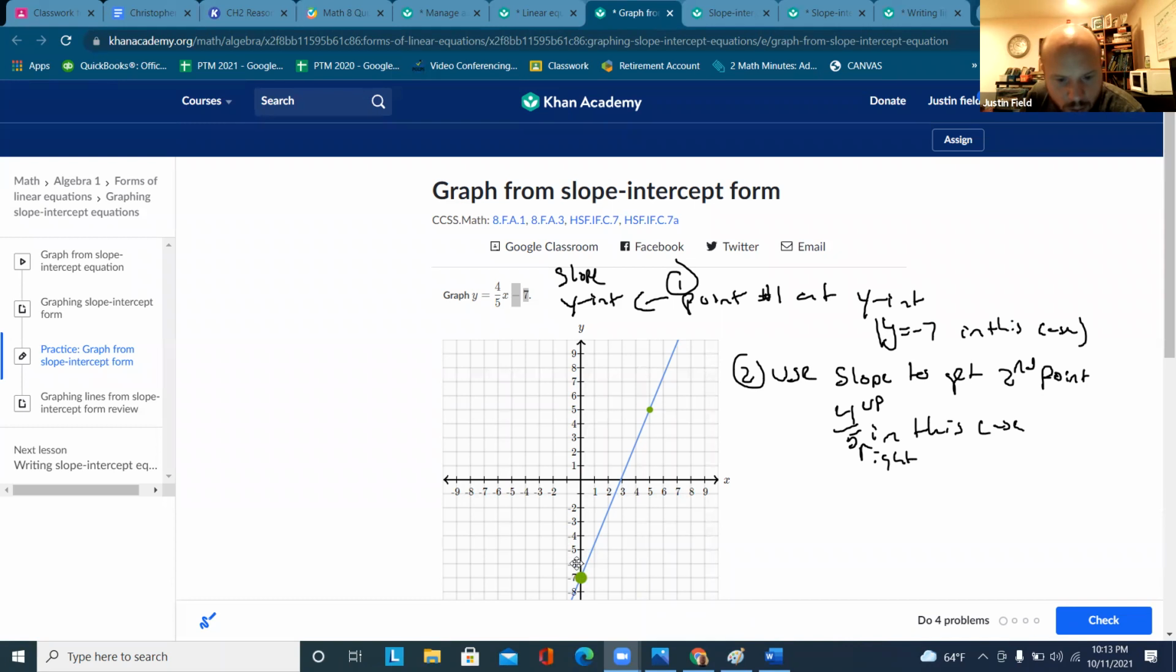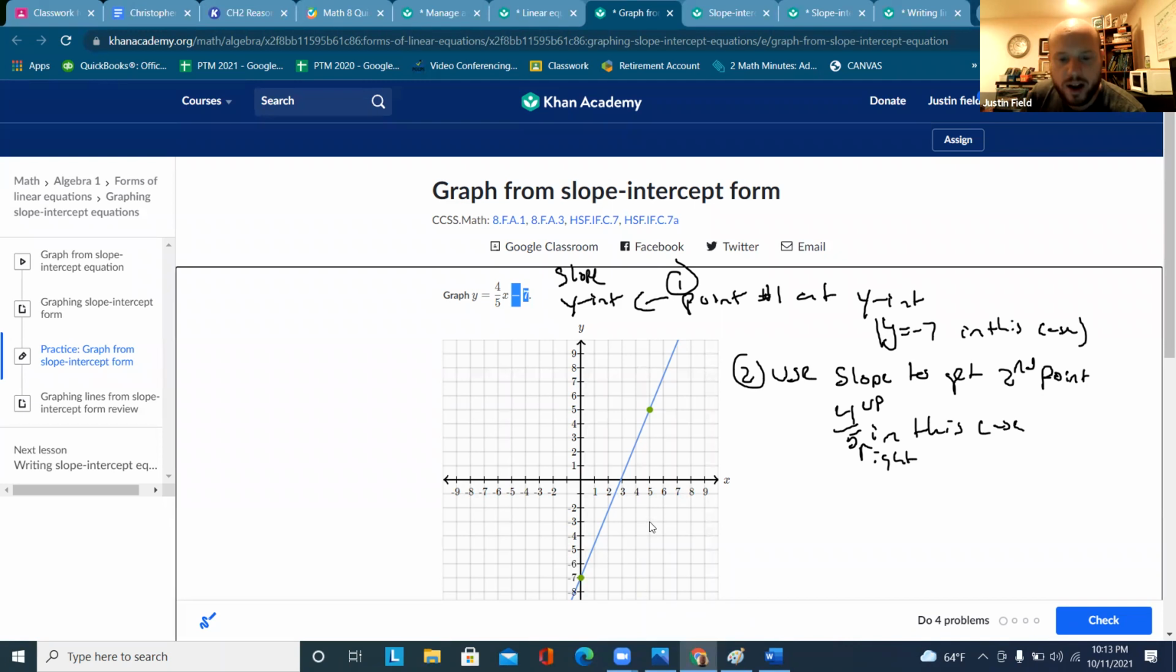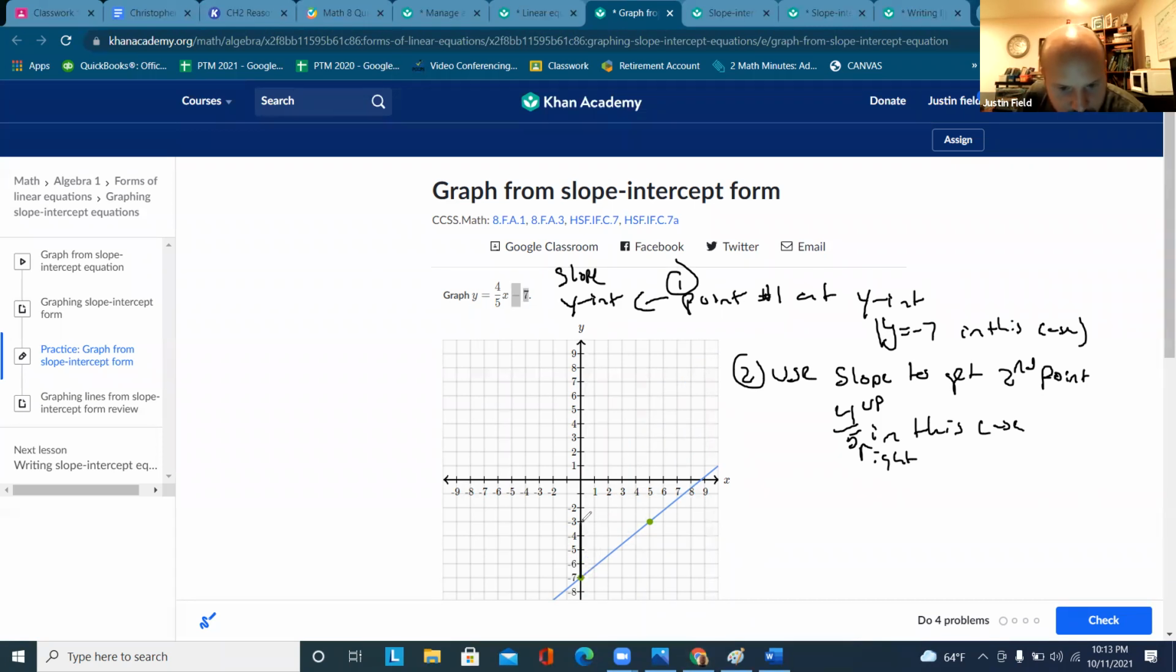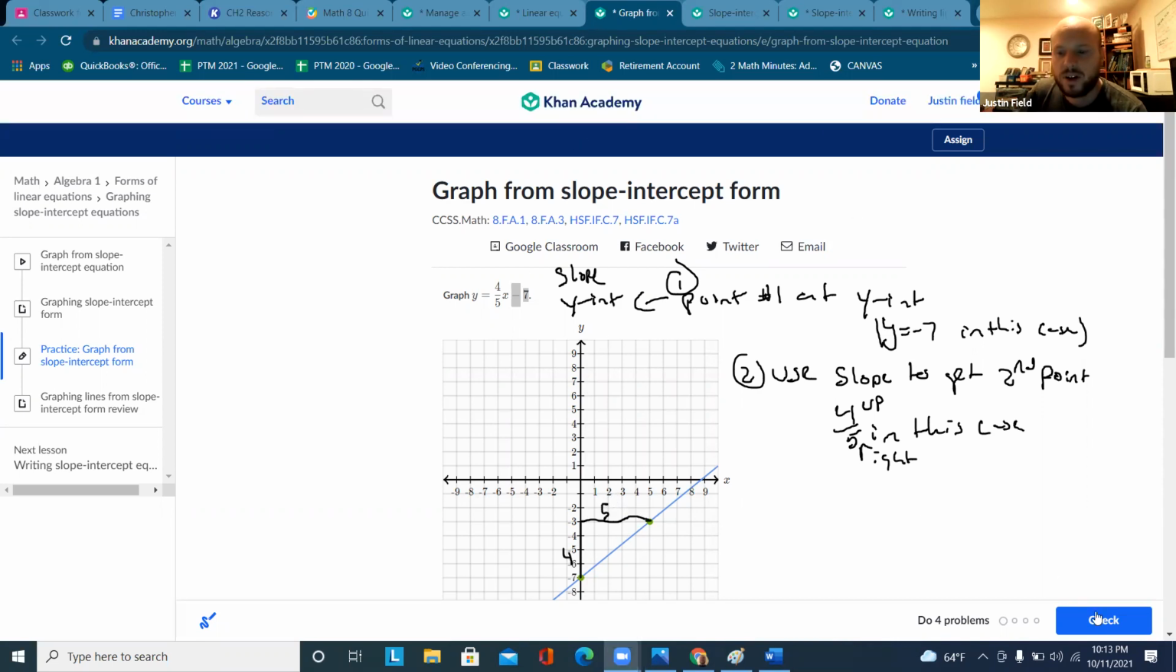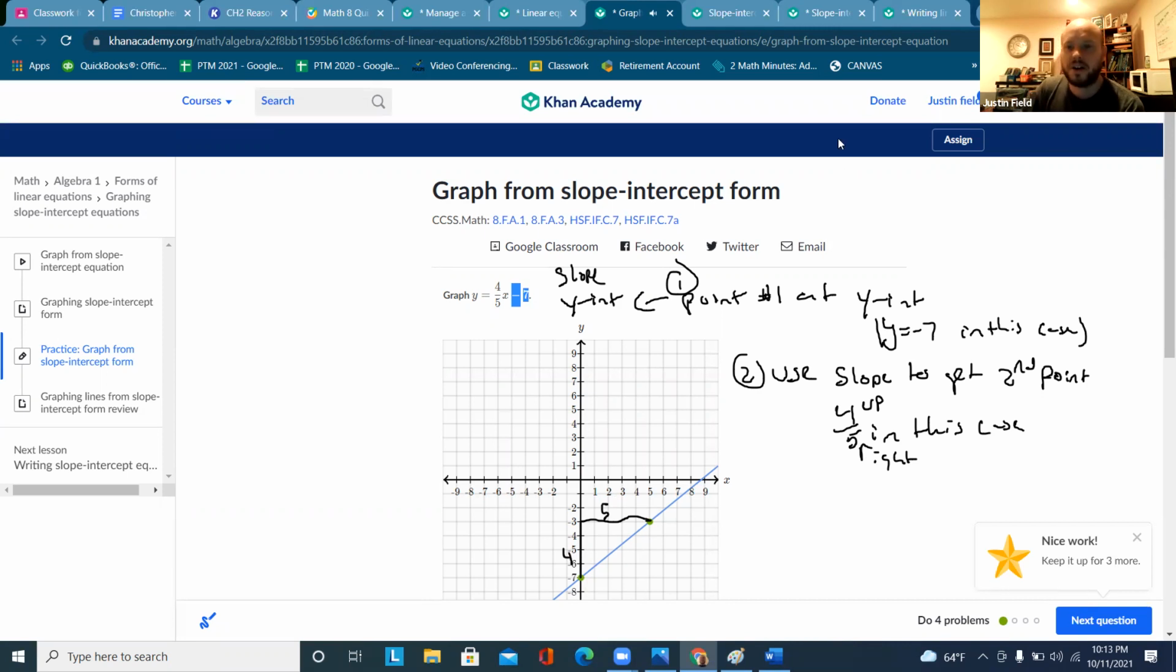I'm going to go up 4. 1, 2, 3, 4. I'm going to go right 5. 1, 2, 3, 4, 5. I need to put a point right there at 5, -3. Ta-da! And now I can even check myself. Y-intercept -7. Draw a little triangle. That is 4. Just check. You don't have to do this. That's 5. Slope is 4/5. It's good. Oh yeah.